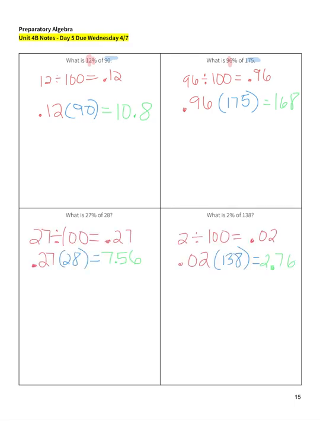Okay, hopefully you had a chance to try these on your own. The answer for what is 27% of 28 is 7 and 56 hundredths. What is 2% of 138? 2 and 76 hundredths. If you did not get these answers, look at the steps that I took and see if you can find your mistake. Step 1, divide the percent by 100 and get the decimal. Step 2, take the decimal and multiply it by the whole.